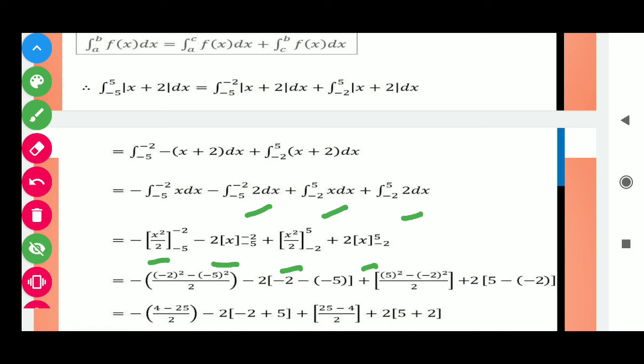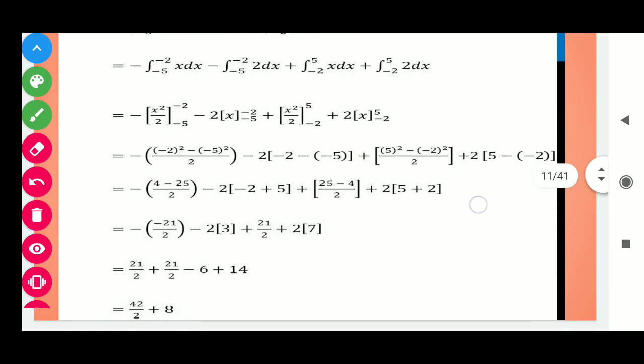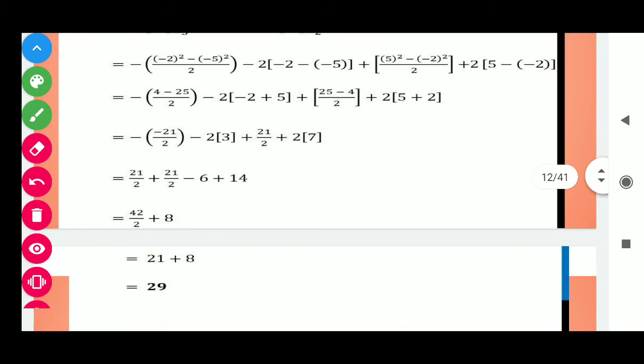But students, notice आपको करना है कि जिस फंक्शन पर लिमिट -5 to -2 है, आप लिमिट -5 to -2 ही लेंगे. ओके स्टूडेंट्स, in this way first put the upper limit minus the lower limit. Okay, by using this concept, as we have done previously in the previous videos, we have done many questions on how to solve this. So by simple calculation we get the result 29.